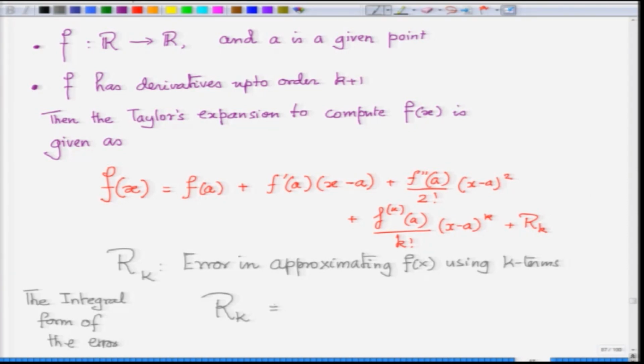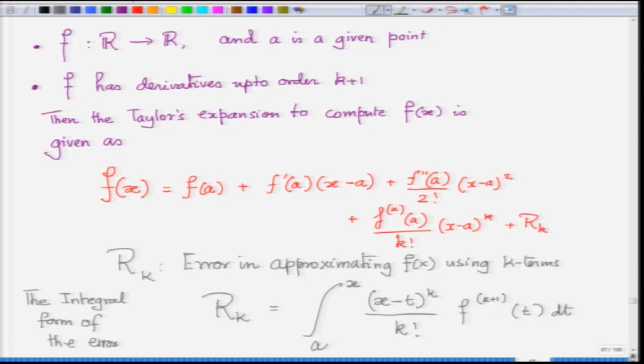because f(x) minus this approximation is R_k, and that is given by the integral from a to x of (x minus t) to the power k, where t is varying between a and x, divided by k factorial, times the (k+1)th derivative of f at t, dt. So, this is called the integral form of the error, and this integral form has a very important property.